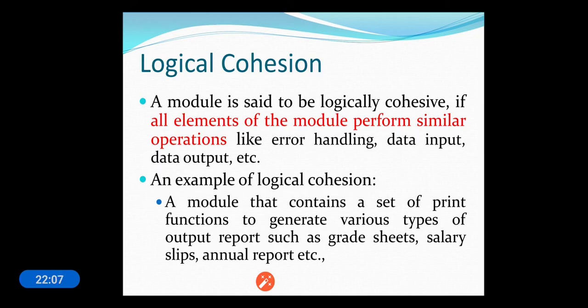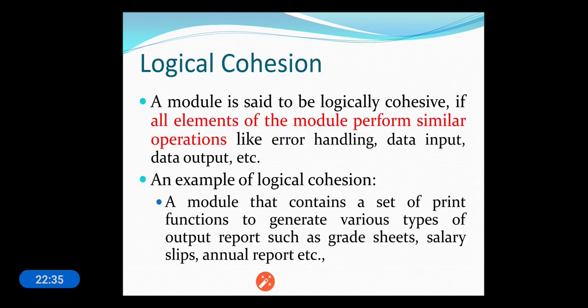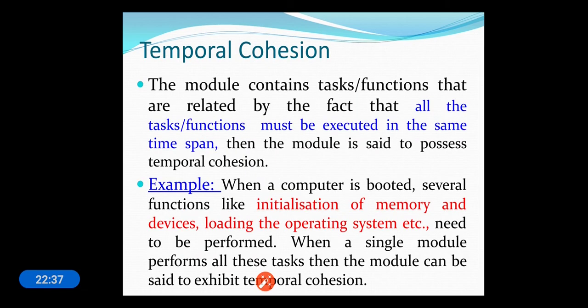For example, a module that contains a set of print functions to generate various types of output reports such as grade sheets, salary slips, annual report, etc. Even though we are printing different kinds of outputs, all of these perform a single operation, that is, outputting reports. The grade sheet is a kind of report, salary slips is a kind of report, annual report too. That is logical cohesion.